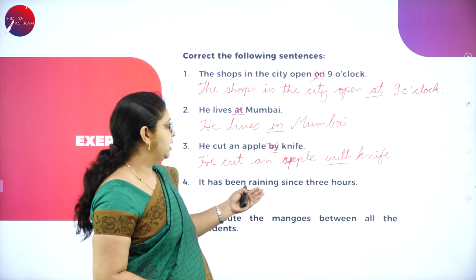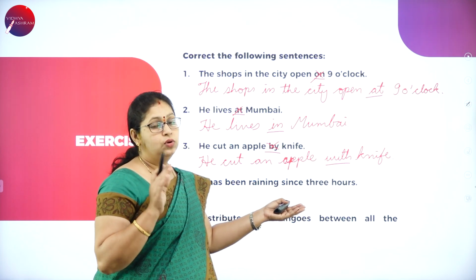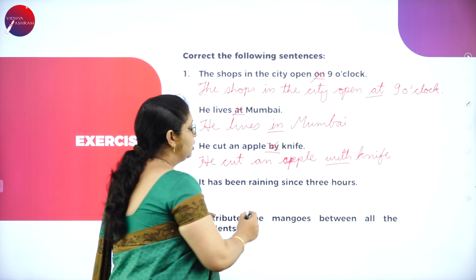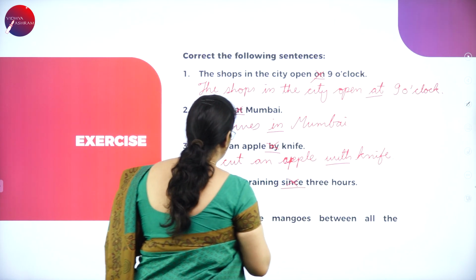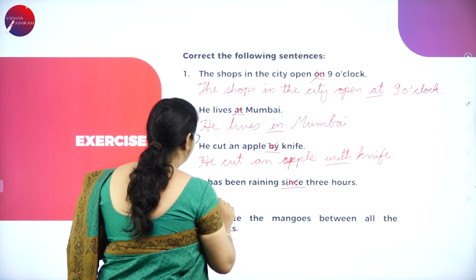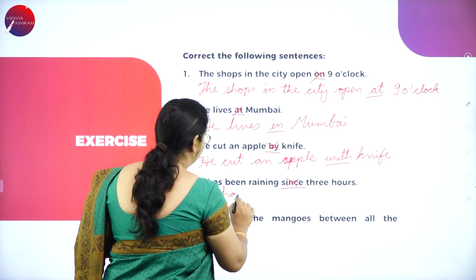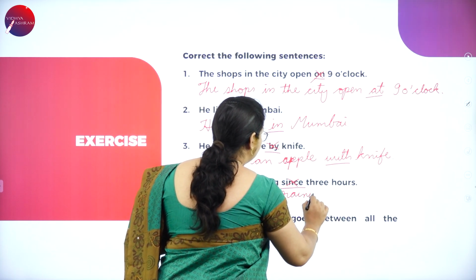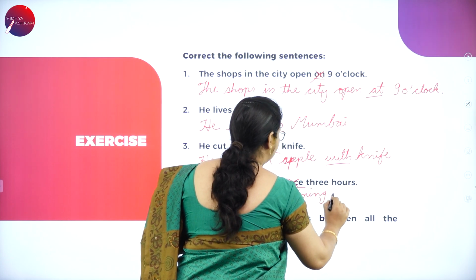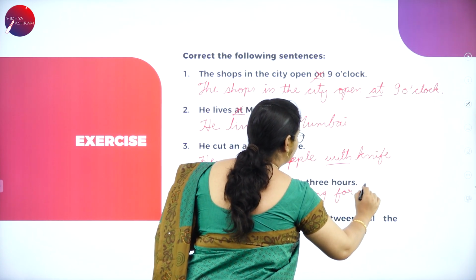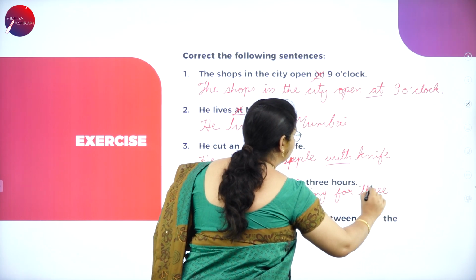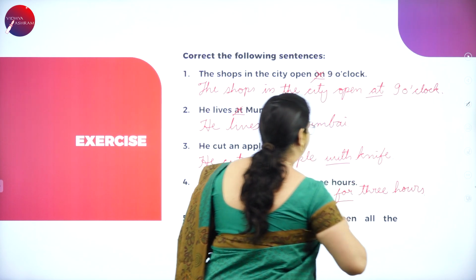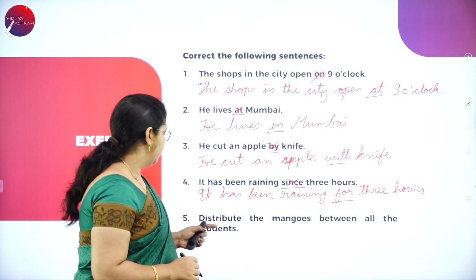It has been raining since 3 hours. So, it is a period of time. 3 hours is a period of time. So, we should use for, not since. It has been raining for 3 hours. For is the correct preposition.